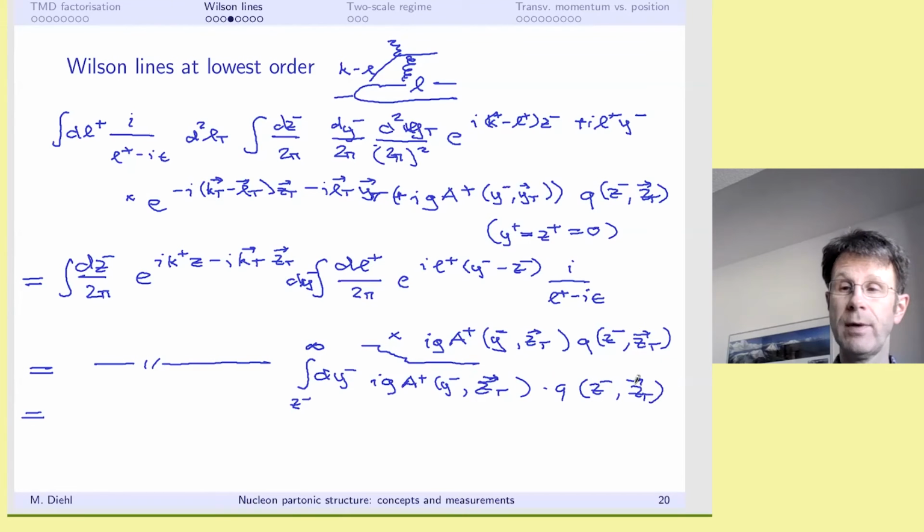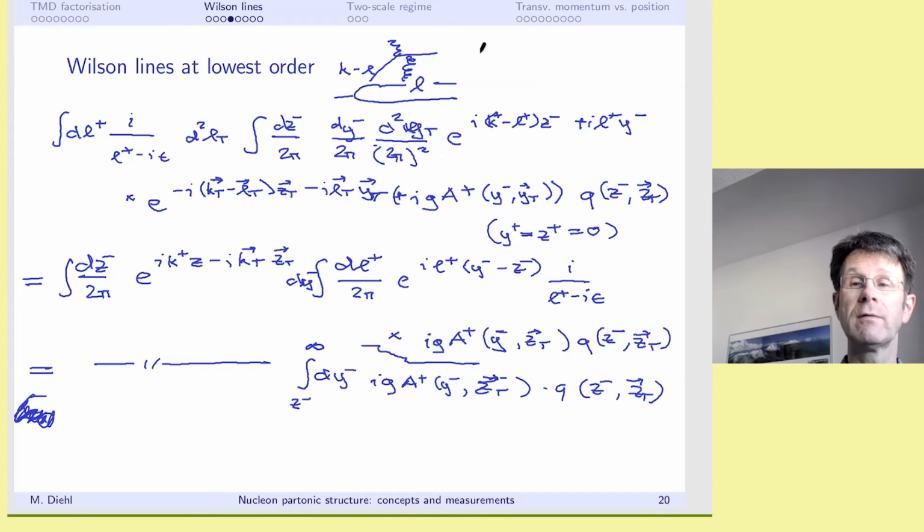So this was a bit lengthy, but the good thing is the final result is actually rather simple. This here, if you look at the definition of a Wilson line, is what appears in its exponent if the Wilson line goes from z minus to plus infinity. And that's exactly the first term in the expansion of the exponential in a Wilson line.